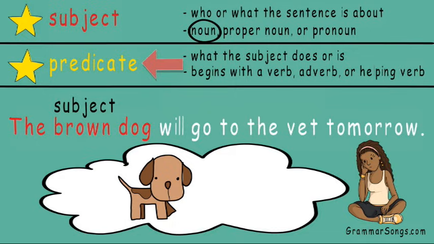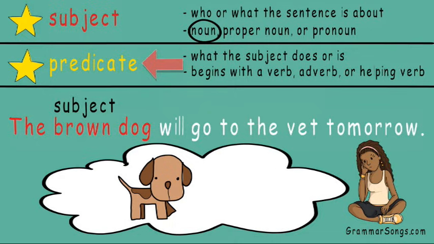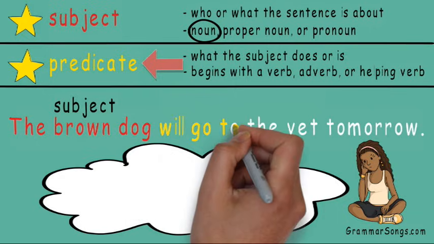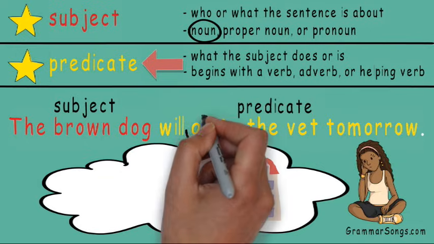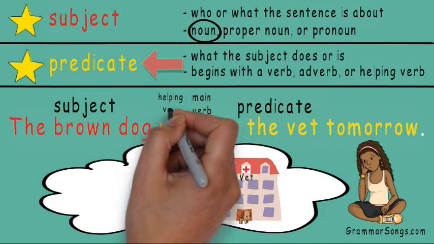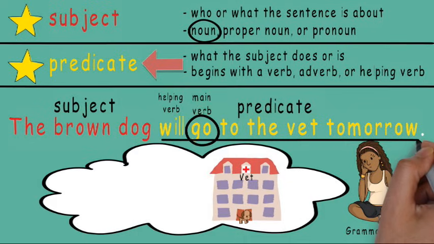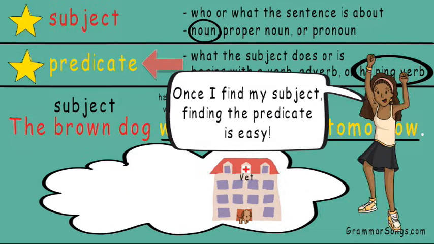Now I need to find my predicate. What will the brown dog do? The brown dog will go to the vet tomorrow. Will go to the vet tomorrow is my predicate. Go is my main verb, and will is a helping verb that tells that the event will happen in the future. So this time my predicate begins with a helping verb that indicates time or tense. Once I find my subject, finding the predicate is easy.